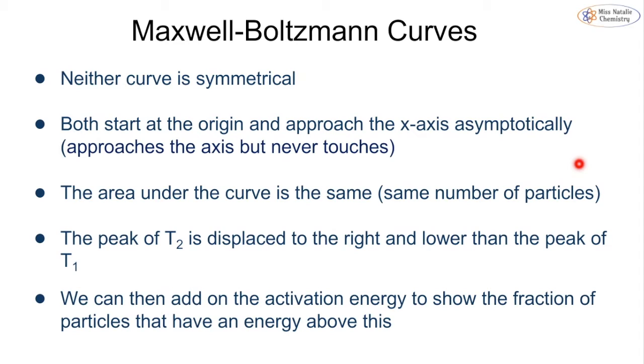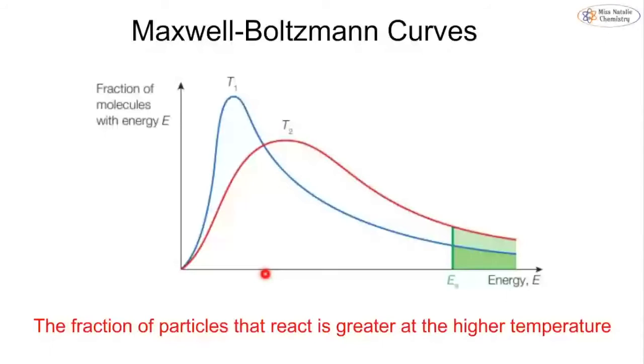So that's what this slide is just explaining, which is everything that I've just been saying. So they both start at the origin and approach the x-axis, but they don't actually touch. They are not symmetrical. The area under the two curves is the same. Peak T2 is going to be your hot temperature, and peak T1 is going to be your cold temperature or your cooler one. So T2 is displaced to the right and lower, and then we add on our activation energy and we look something like this.